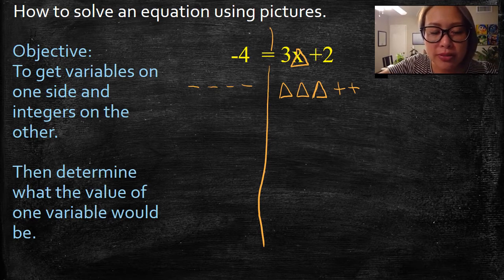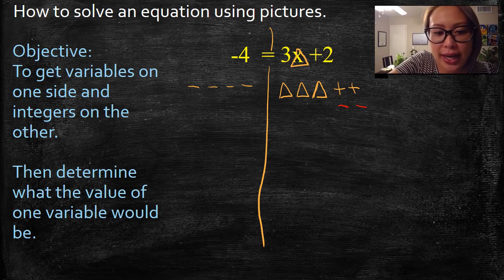Now we're going to go back to our objective. Our first objective is to get the variables on one side and integers on the other. If that's the case, where are the variables? Well, the variables are on the right side. So if they're on the right side, why don't we just leave them there? What else is on the right side? Well, there's those 2 positives. Do we want those 2 positives there? No, not really, because our objective is for the variables to be on one side by themselves. So how do I get rid of 2 positives? I'm going to take the opposite sign, which is 2 negatives. And I remember that my properties of equality says that if I put 2 negatives on one side, I have to put 2 negatives on the other.